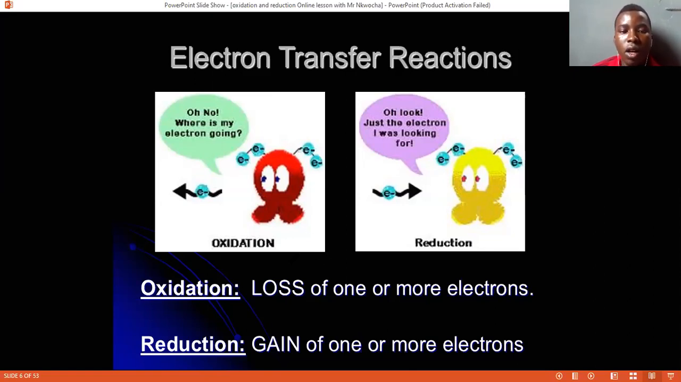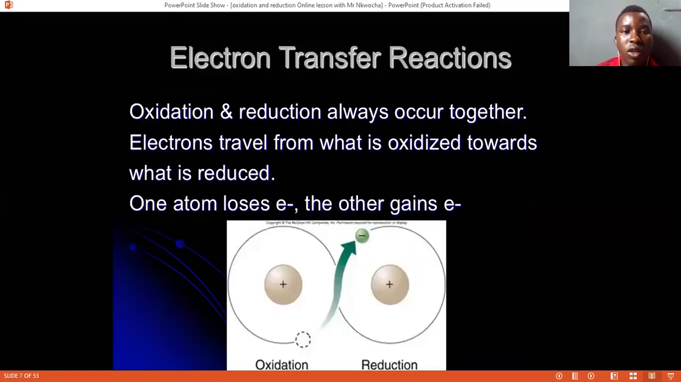Alright, so you can see here, oxidation involves loss of electrons. So one substance must lose, while the other substance must gain. Alright, so here let's look at what happened. Both reactions must always occur at the same time. So I've gotten a WAEC question where it says, explain why oxidation and reduction processes are complementary.